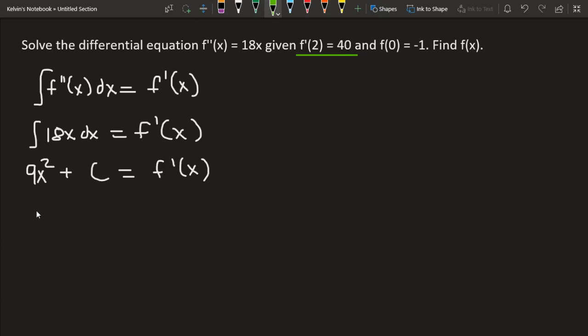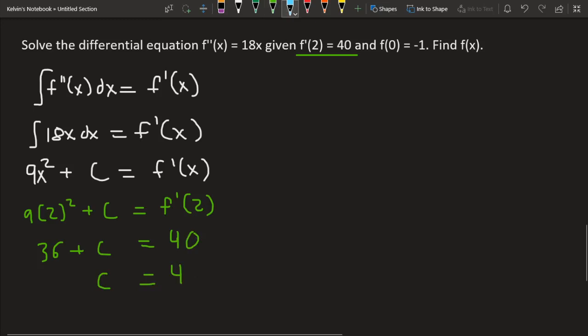So we can plug this in. 9 times 2 squared plus c is equal to f prime of 2. This would be 36 plus c is equal to, and f prime of 2 is equal to 40. c is equal to 40 minus 36, which is 4. And we can write our particular solution for f prime of x as f prime of x is equal to 9x squared plus 4.